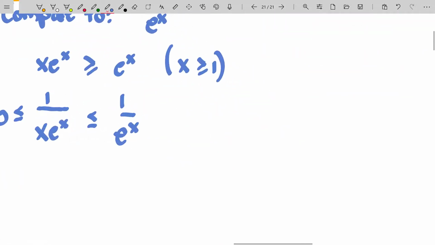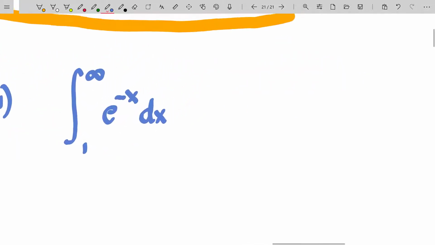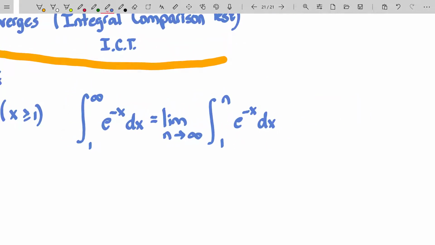So let's go ahead and investigate the integral of 1 over e to the x, which is the same thing as the integral, and again, we're going from 1 to infinity, of e to the negative x. Remember, an improper integral is a limit, and you're not allowed to not write the limit notation. You have to write that limit notation when working with improper integrals. Let's go ahead and find the antiderivative here. And now let's factor out that negative, and I'll do that over here.